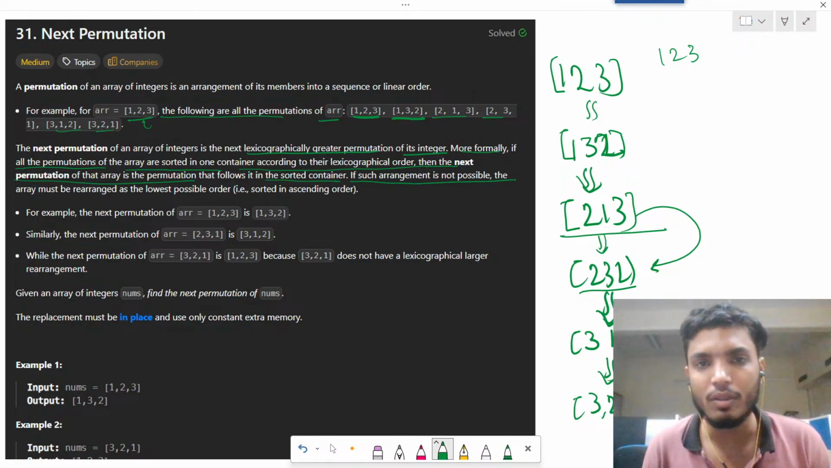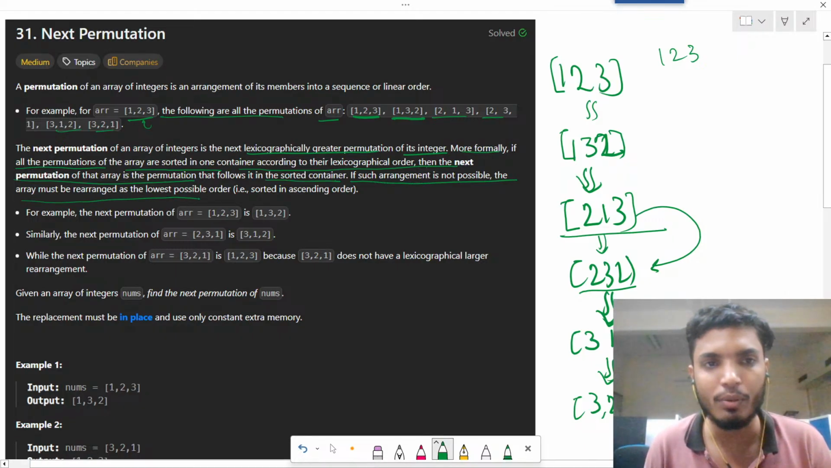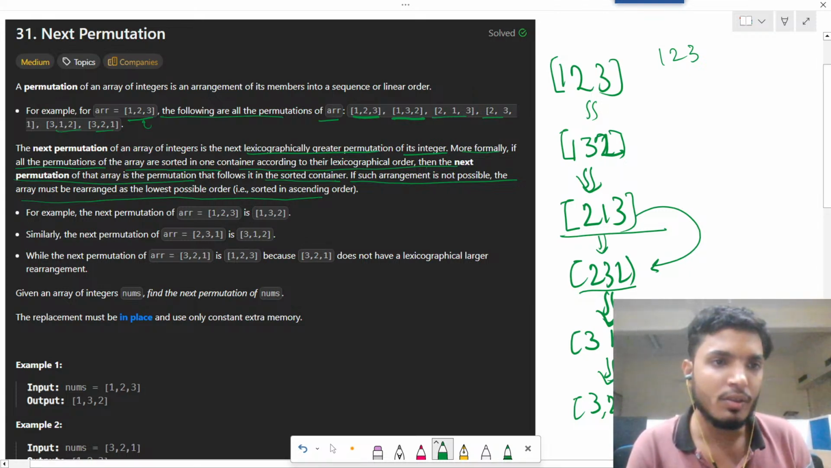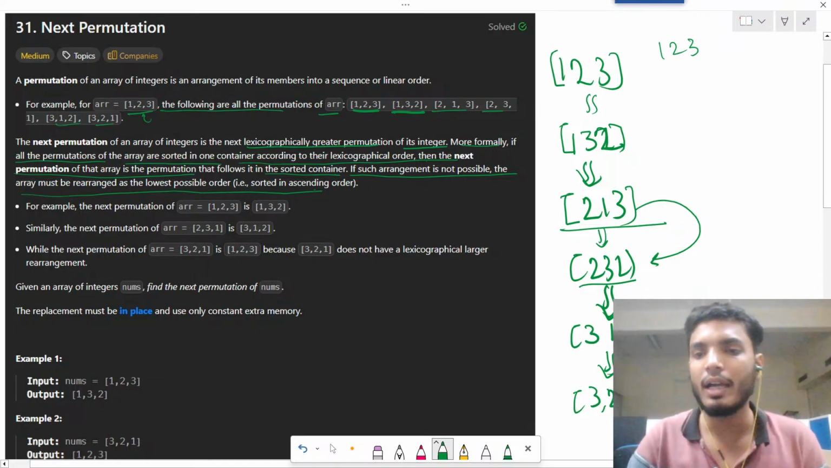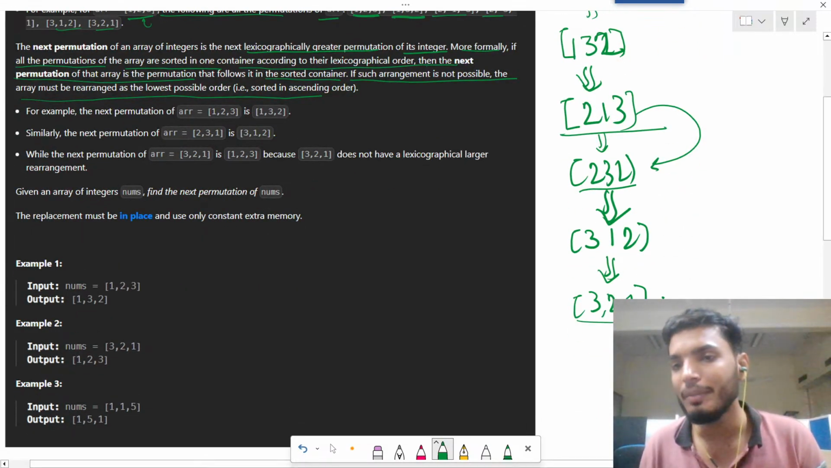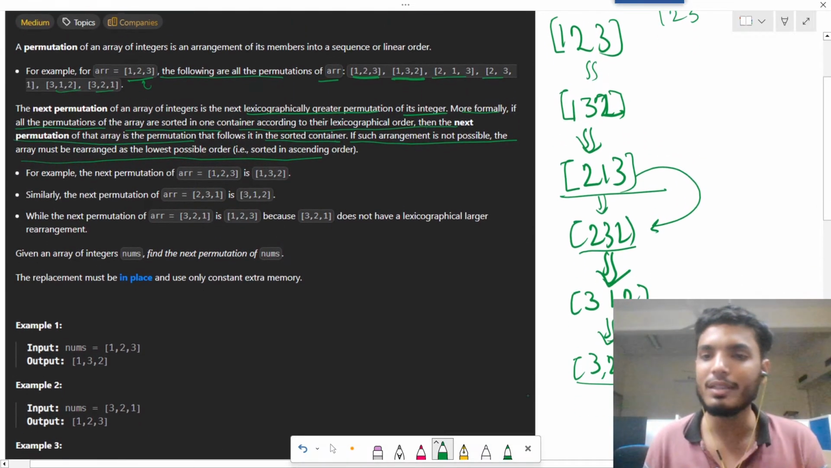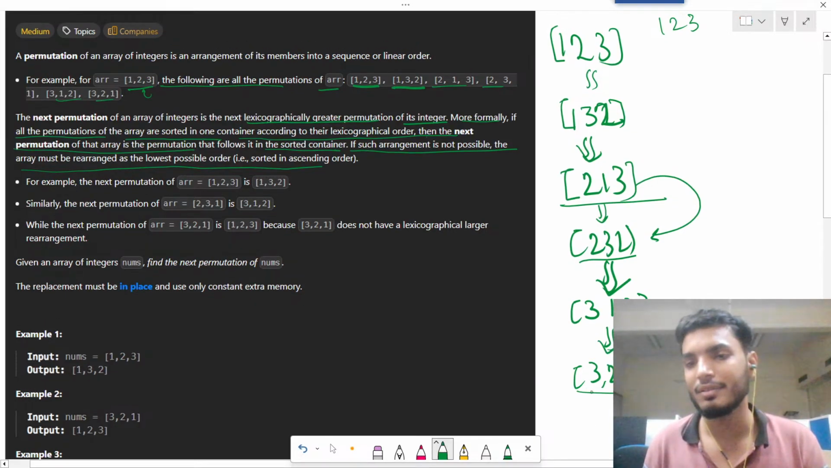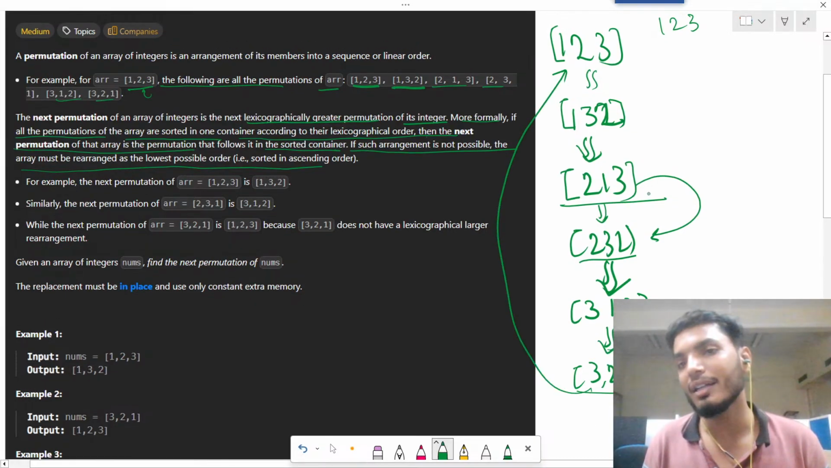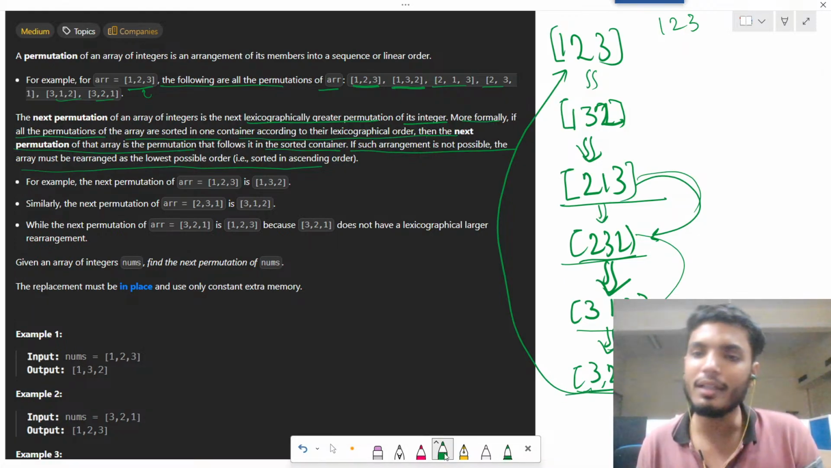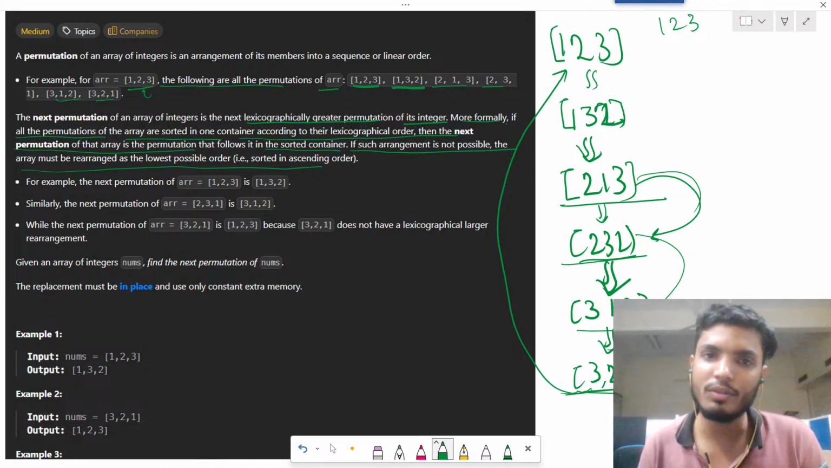If such an arrangement is not possible, the array must be rearranged to the lowest possible order. Suppose I am at 3 2 1. What will be the next permutation? Because there is nothing after this, the next permutation will simply be 1 2 3. So after 2 1 3 it is 2 3 1, after 2 3 1 it is 3 1 2, after 3 1 2 it will be 3 2 1, and after 3 2 1 it is 1 2 3.